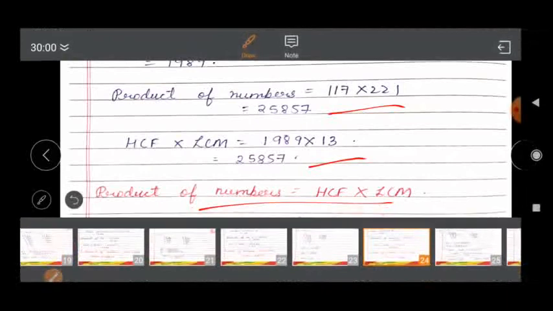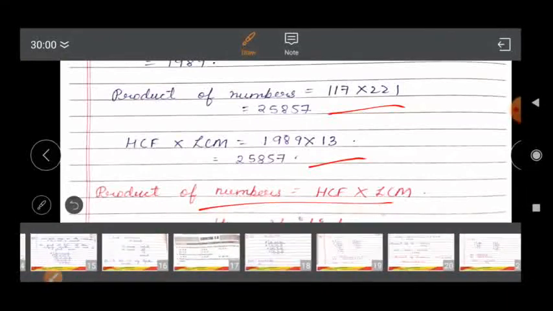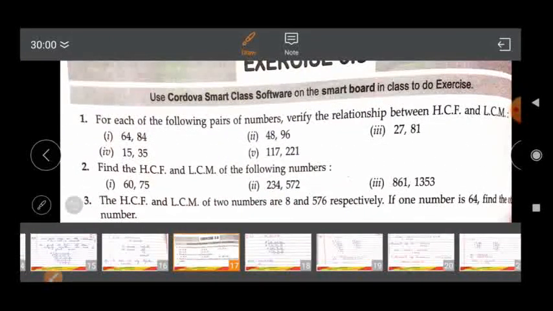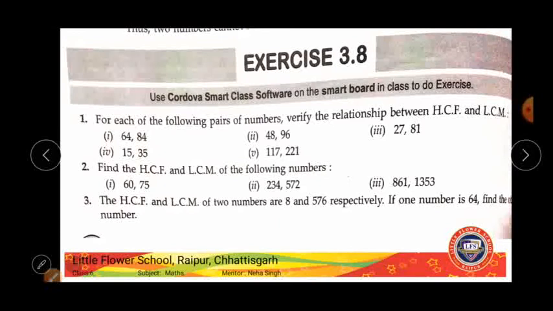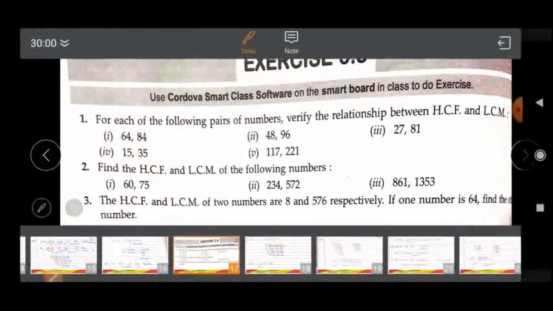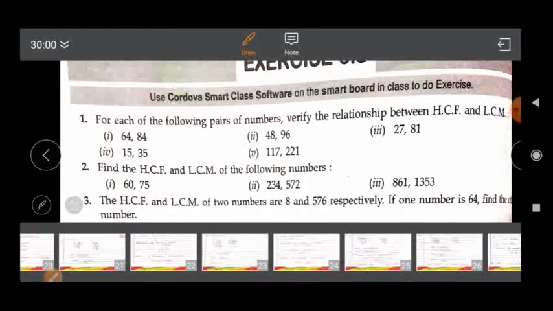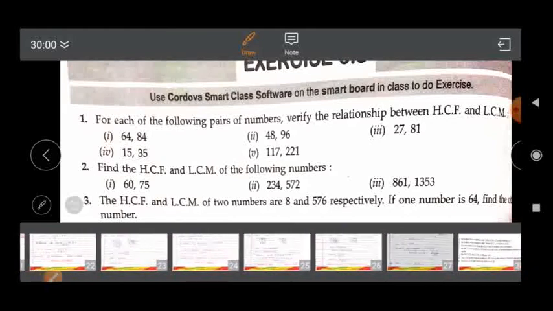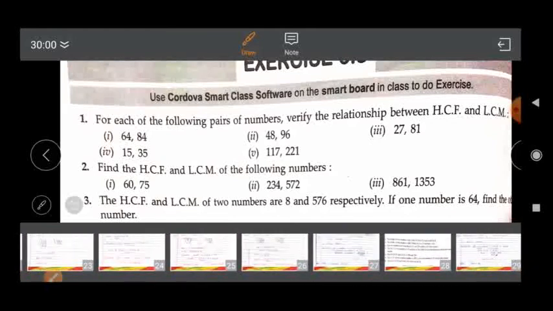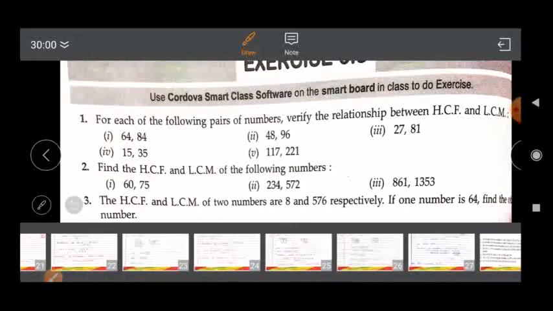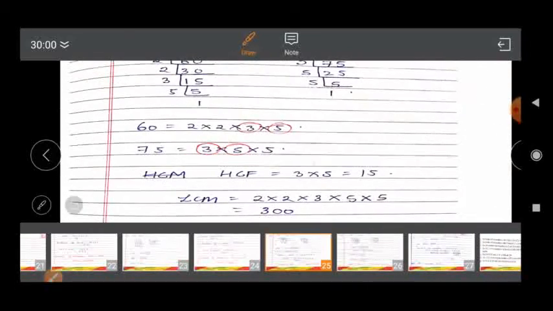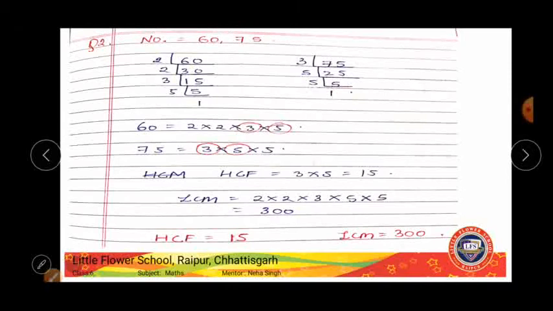Okay. Now let us see the second question. Find the HCF and LCM of the following numbers. The second question is also simpler, since what we were doing till now is the same, right? You need to find the HCF and LCM of the given numbers. 60 and 75 you can easily find, right? We'll prime factorize both the numbers.